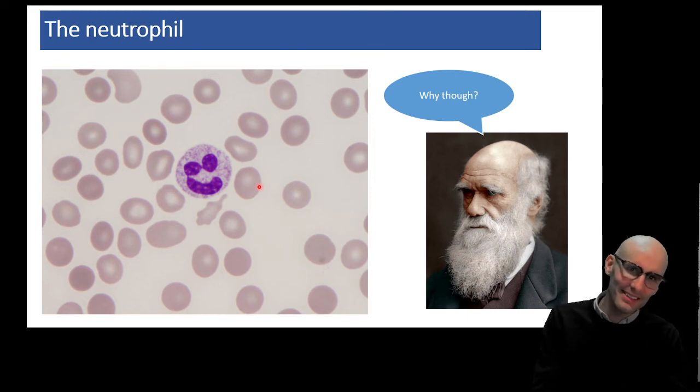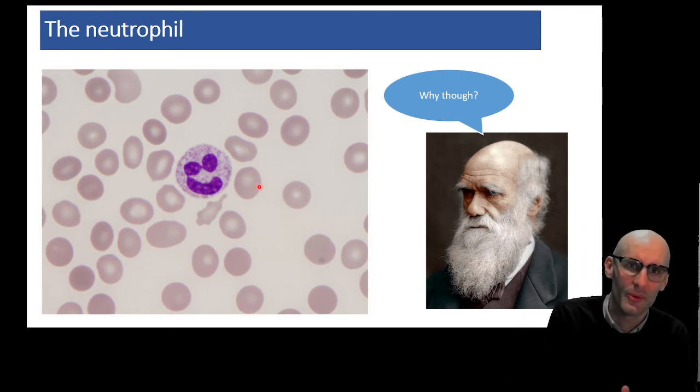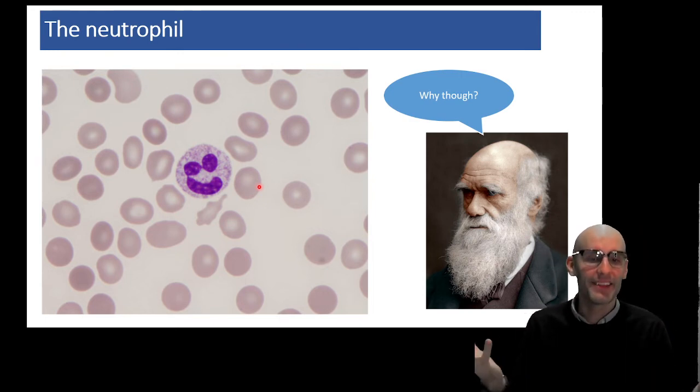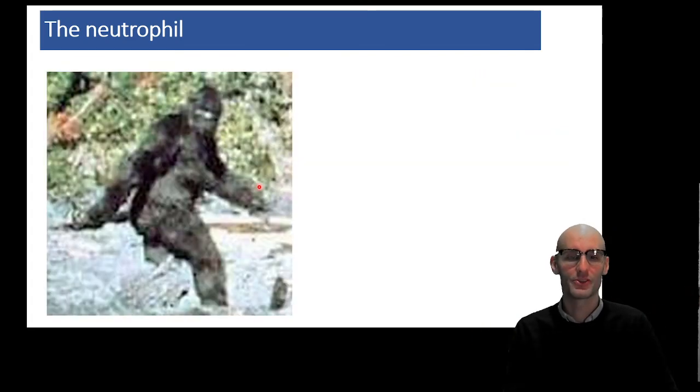So the neutrophil, you might sit back, and if you're Darwin, you might be like, why are you doing this? This is not helpful in any way. You're contributing to dementia. You're slowing down the healing process. Why though? What are you doing? Why do what you do, neutrophil, in evolution?